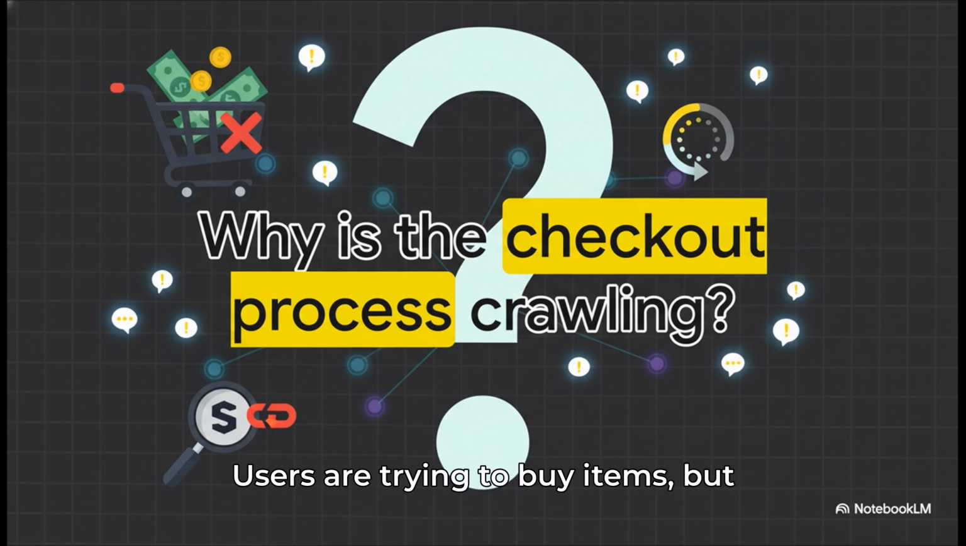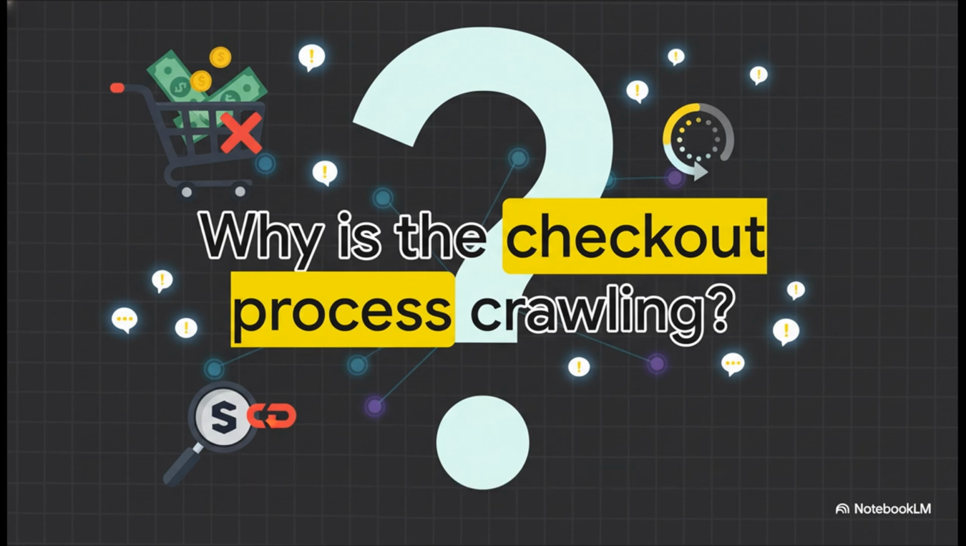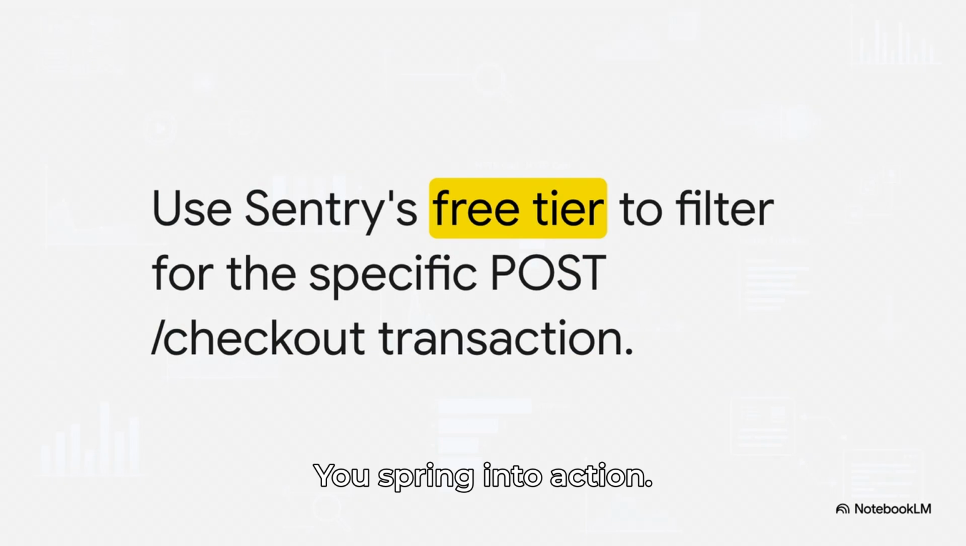Users are trying to buy items, but the checkout process is absolutely crawling. They're clicking pay, the loading spinner is just spinning endlessly, and carts are getting abandoned left and right. The business is actively losing money. Why is this happening? You spring into action.